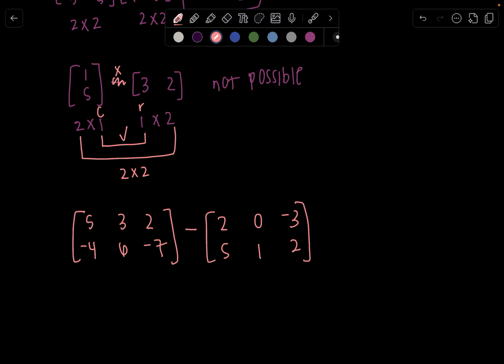We have this. Again, for subtracting, make sure that you are checking the sign in between to make sure you're using the right operator. We are subtracting, which means the dimensions must be the same. On the left, we have 2 rows, 3 columns, so it's a 2 by 3. On the right, it is also 2 rows, 3 columns. It is a 2 by 3. Let's double check to make sure that we're on the right track.